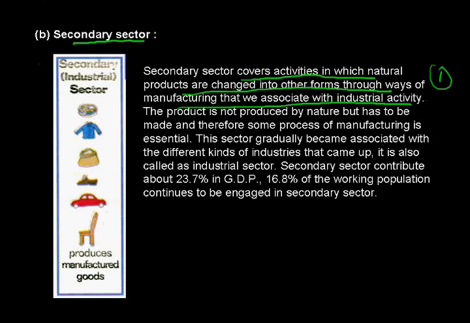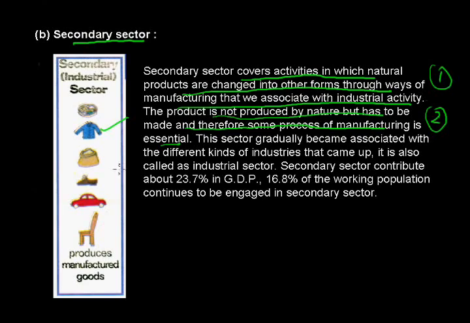In the secondary sector, we convert these natural products into the things which can be used by the consumer. Like here it is written, it's changed into other forms through ways of manufacturing that we associate with industrial activity. The product is not produced by nature but has to be made, and therefore some process of manufacturing is essential. So that will give you the second point of the secondary sector. Let us take the example of this shirt.